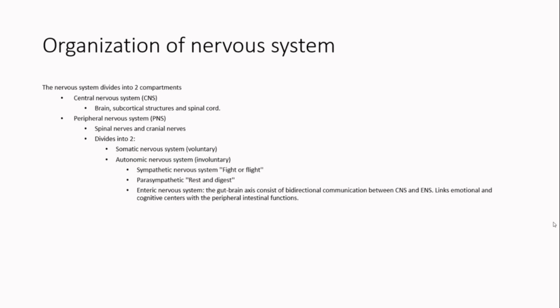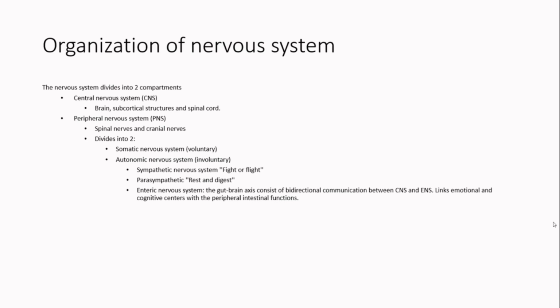So, the organization of the nervous system: as we all know, the nervous system has two components. We have the central nervous system, which is the brain, the brainstem, the subcortical structures, and the spinal cord. And then we have the peripheral nervous system, which contains the spinal nerves and the cranial nerves. The PNS divides into two: the somatic nervous system, which is under our voluntary control, and the autonomic nervous system, which is involuntary control.